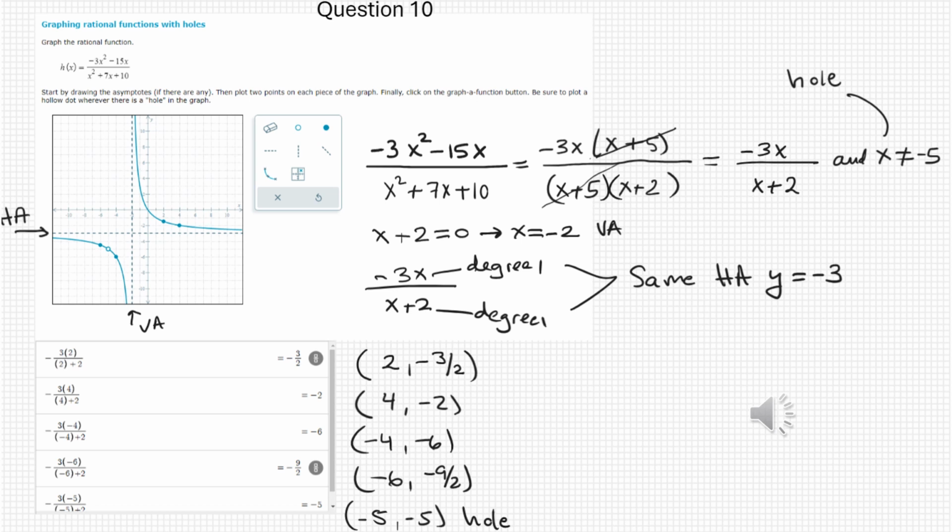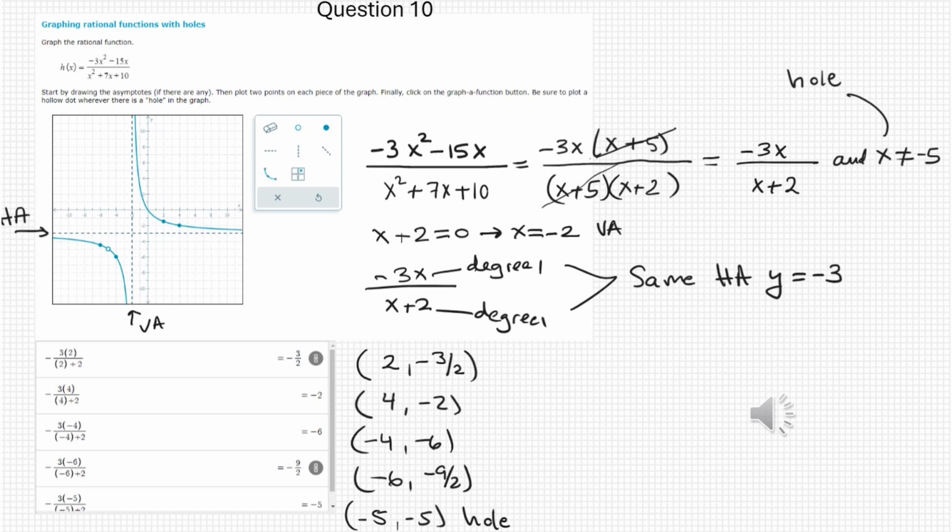To do the analysis of the horizontal asymptote, you take the original or the new one? I prefer the new one, que es easier, right? Entonces now the degree is 1, the degree at the top and the degree at the bottom is the same. You divide the leading coefficients, que es negative 3 over 1 is negative 3. You plot that.